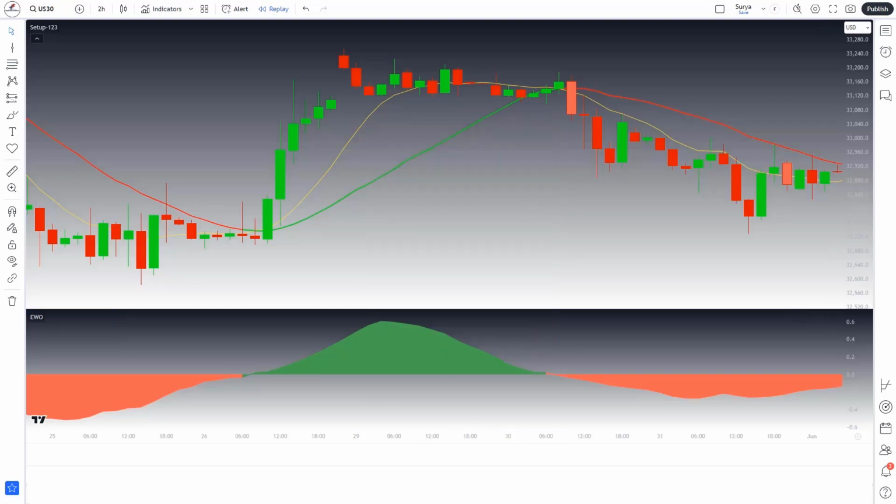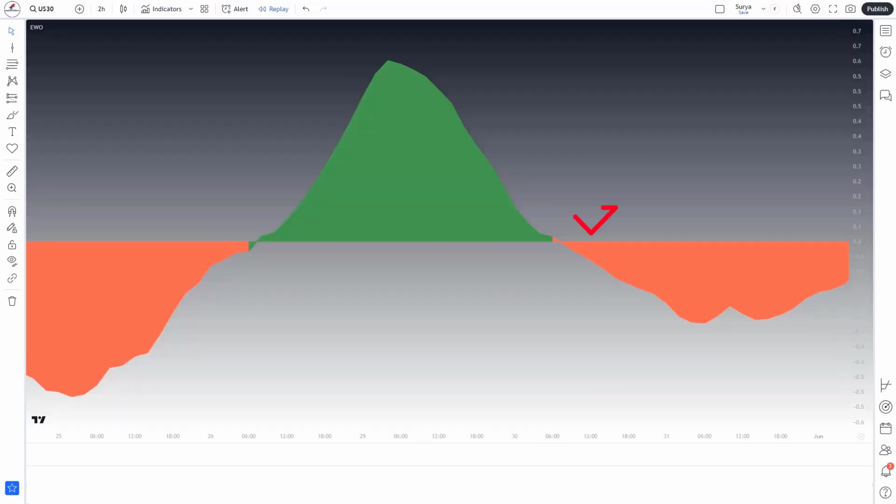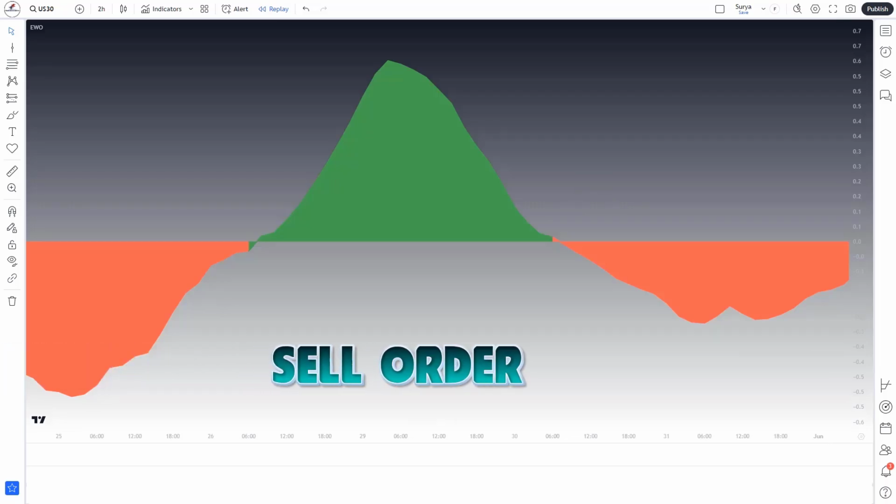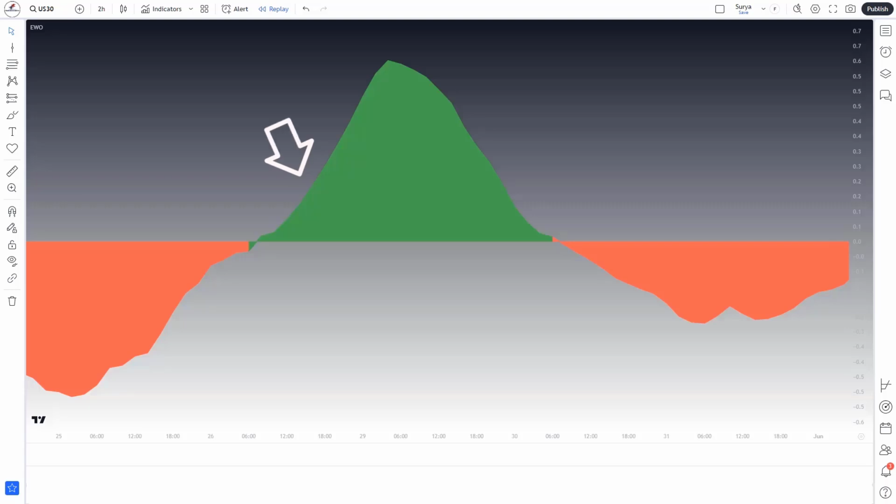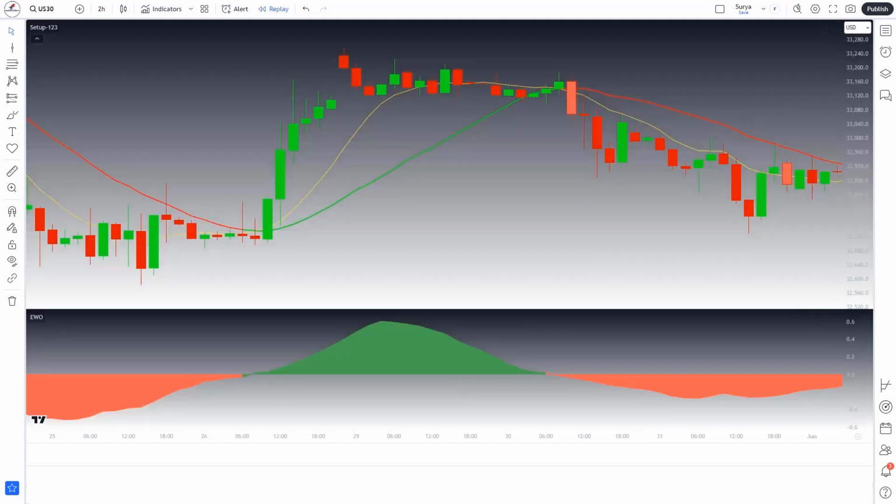First, see how to use this indicator. When the Elliott Wave Oscillator indicator forms a red area, then we have to take a sell order. And when the Elliott Wave Oscillator indicator forms a green area, then we have to take a buy order. Now everything is right. Now how to trade with both indicators, and this is the time when things will become clear.